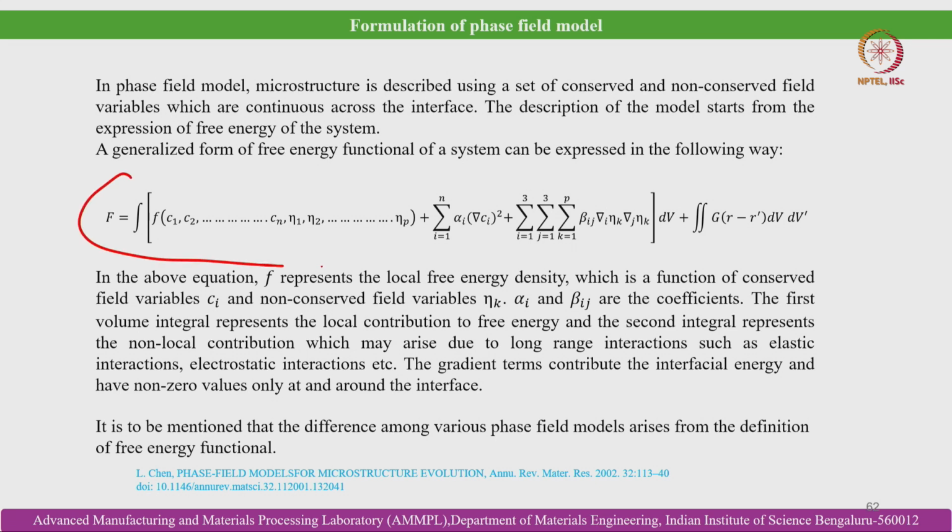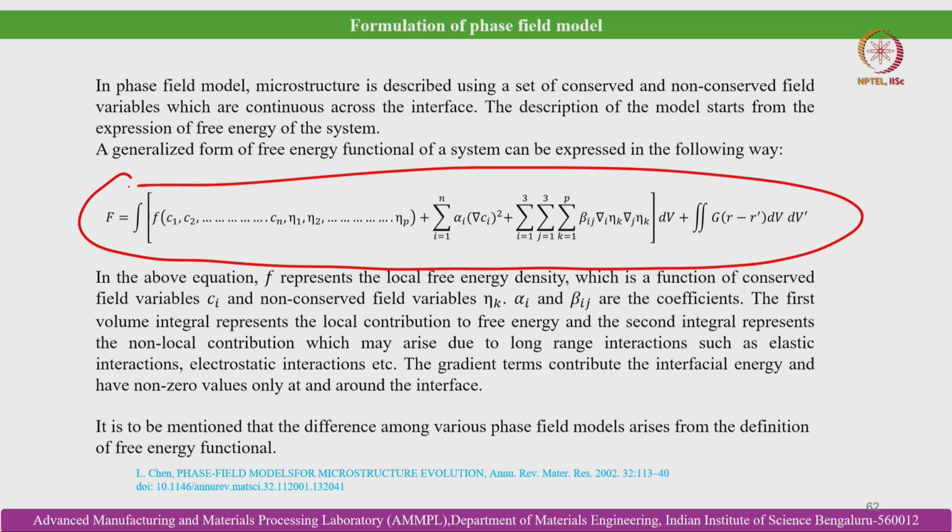A generalized form of the free energy functional of a system can be expressed in the following way, shown over here. F is equal to the integration of a function of C1, C2, ..., Cn, the different chemical concentrations, plus the summation over i equal to 1 to n of alpha_i (grad C_i) squared, plus the summation over i equal to 1 to 3, j equal to 1 to 3, k equal to 1 to p, of beta_ij grad_i eta_k grad_j eta_k dV, plus a double integral of g(r minus r prime) dV prime.